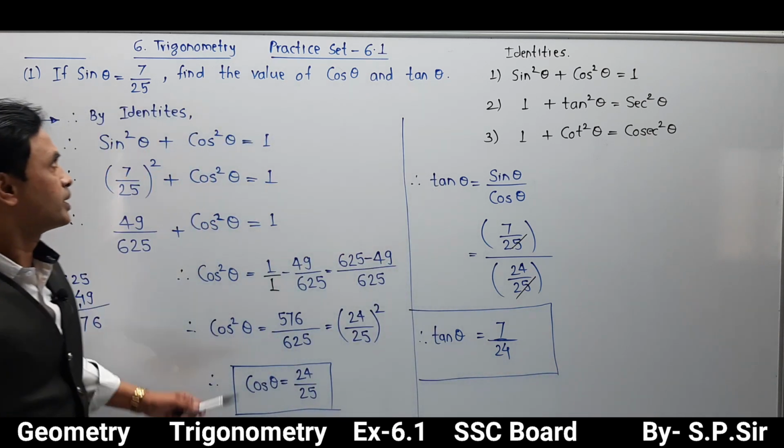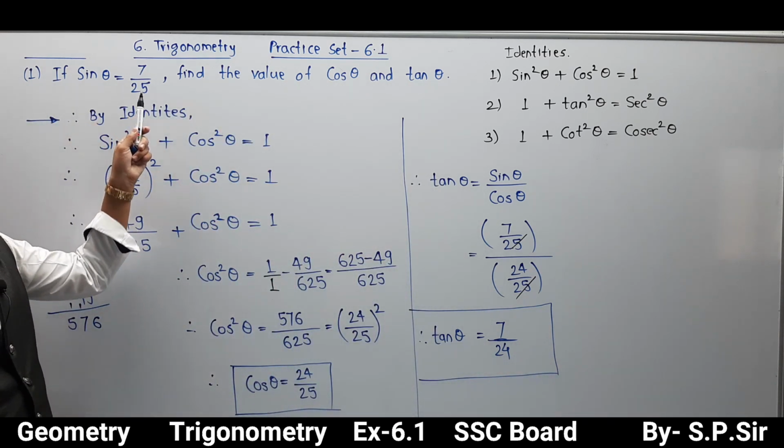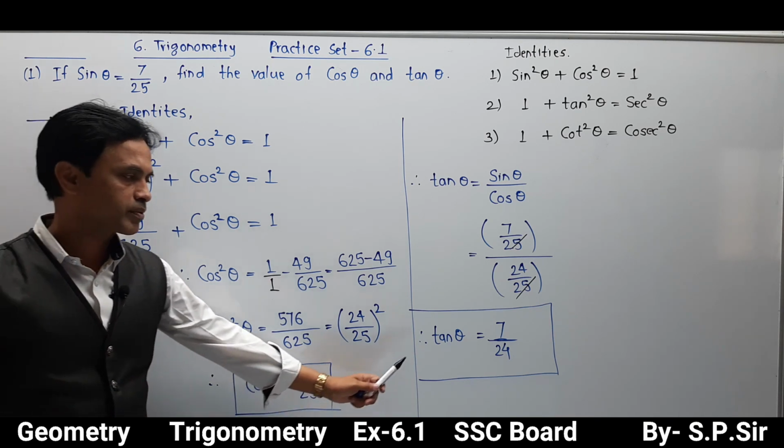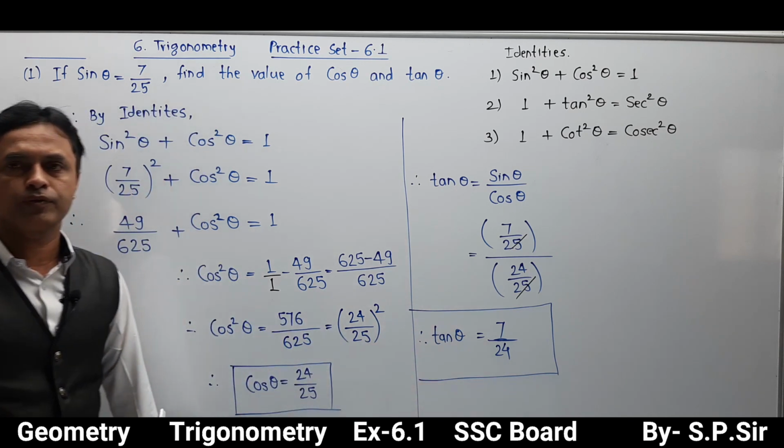And in this way, with the help of sin theta, that is given 7 upon 24, we are able to calculate cos theta, that is 24 upon 25. And the last value, tan theta, is 7 upon 24.